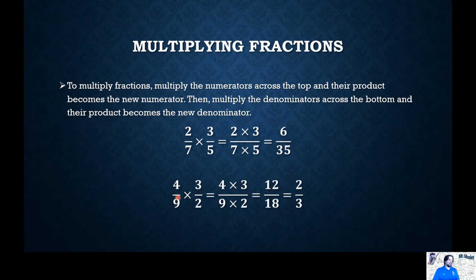We've also got a second example, 4/9 times 3/2. We end up with 4 times 3 equals 12. 9 times 2 equals 18. We can reduce or simplify this fraction from 12/18 to 2/3. That's because 12 and 18 have common factors that we can eliminate. And we'll go over that in a little bit.